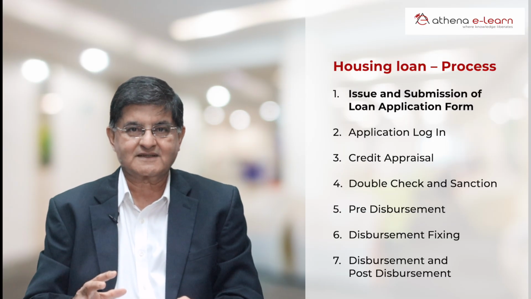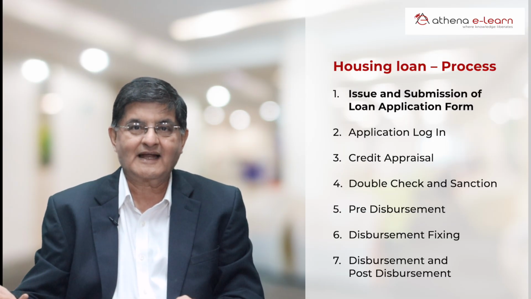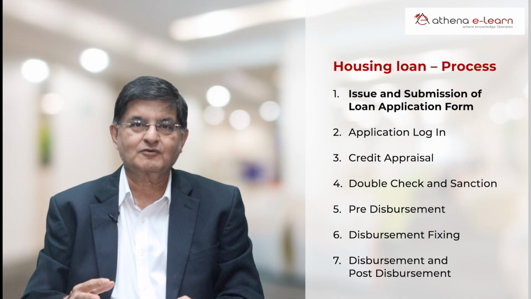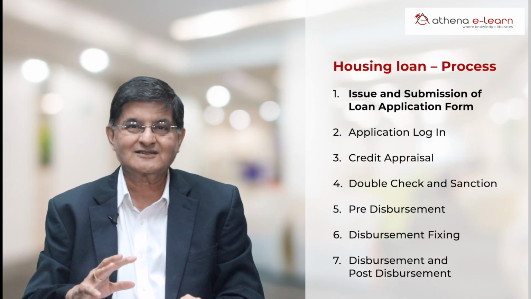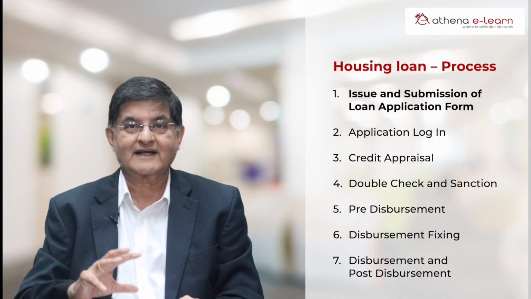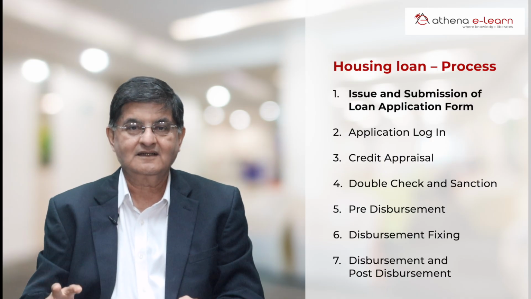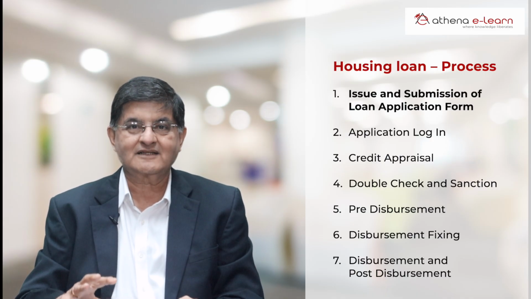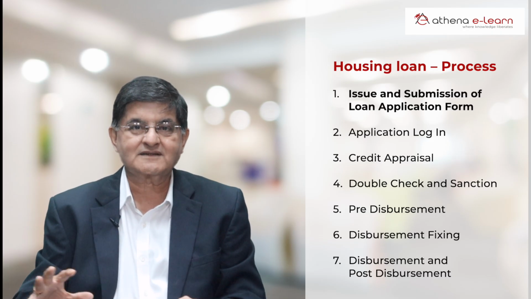Look at the first primary process, and that is that you have to submit an application. We are not going to talk about sourcing here because that is not a process as far as the organization that is lending is concerned. We are assuming that the file has been sourced and now is coming into the system. How does it come into the system?